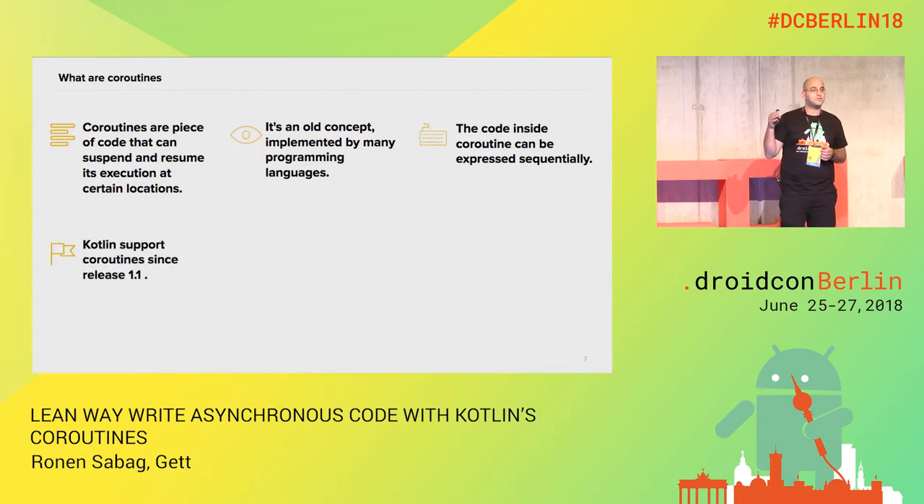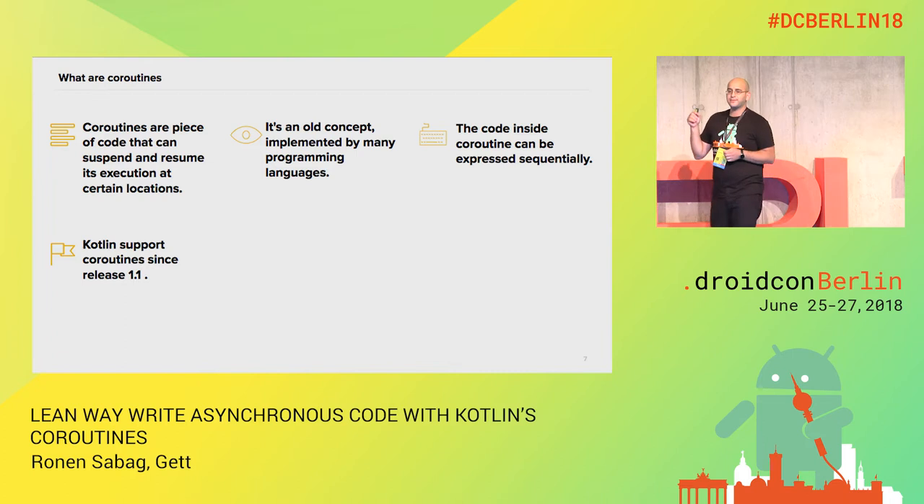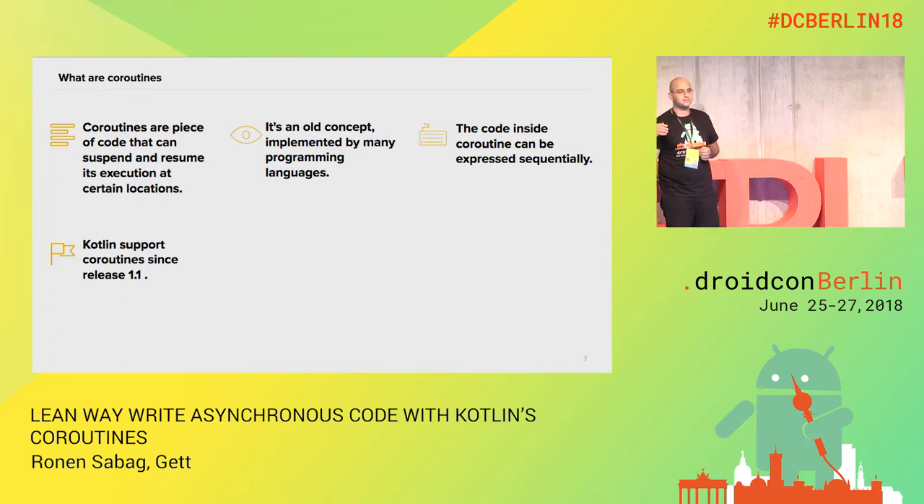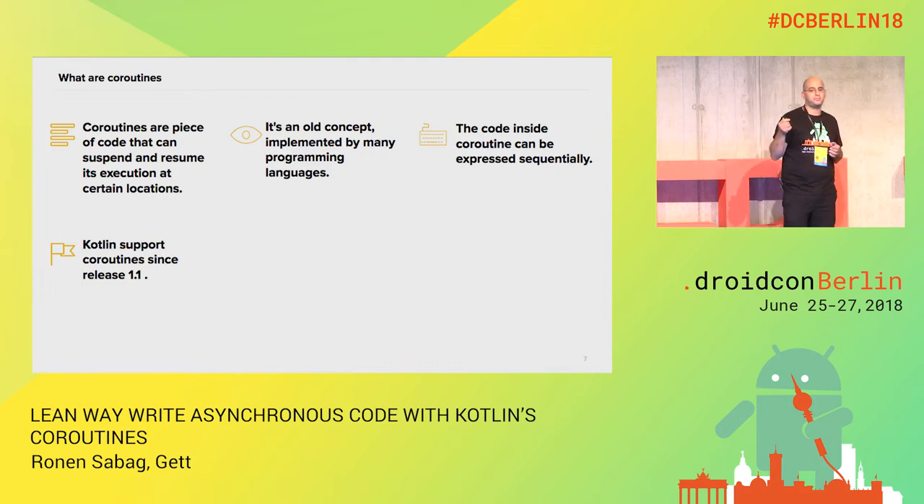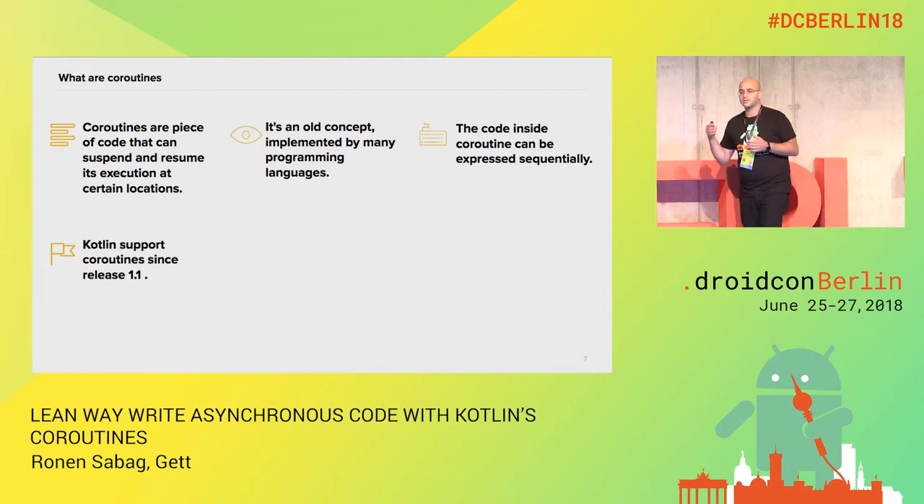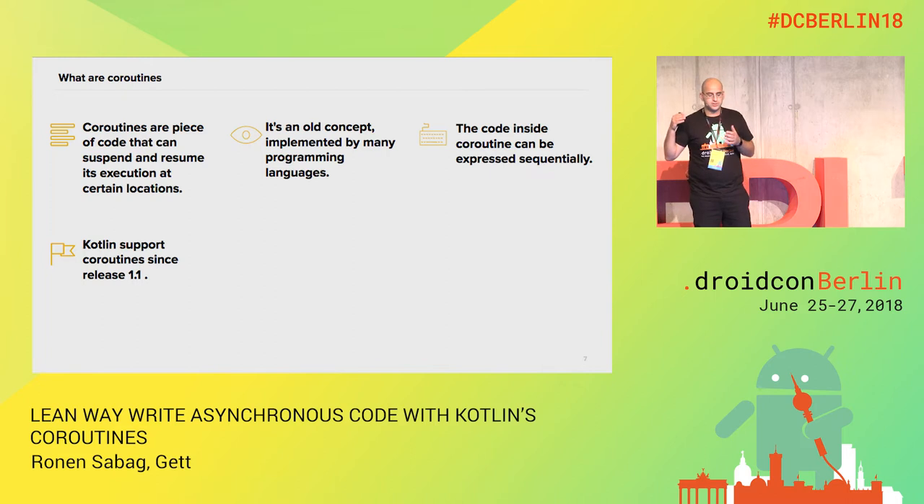Kotlin supports coroutines starting from 1.1. It's still in experimental mode, but not because they're thinking about whether or not to kill it. It's because they want to polish the APIs before we declare it as released. So it's OK to use it.